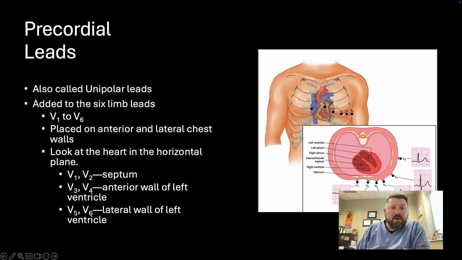So these precordial leads view on the horizontal plane, meaning that they view from the inside out, and they are placed on the chest so that they can view the left ventricle. So they will view the septal wall of the left ventricle, the anterior wall of the left ventricle, and the lateral wall of the left ventricle.